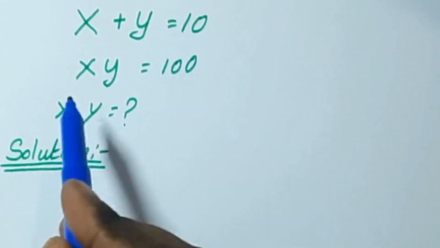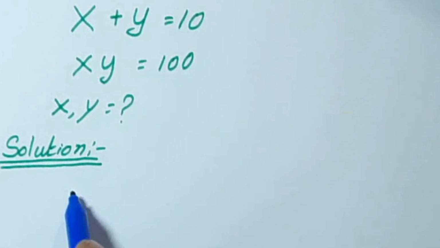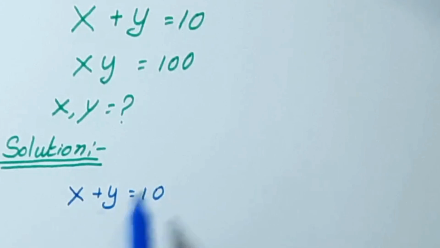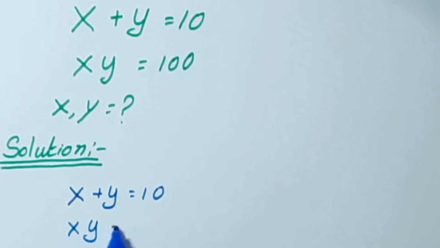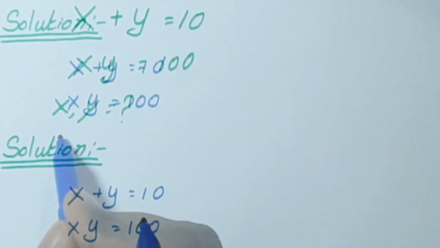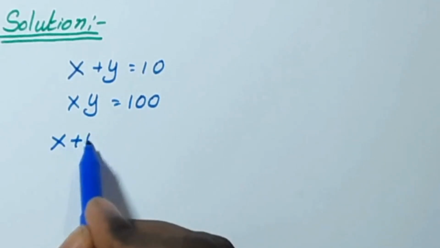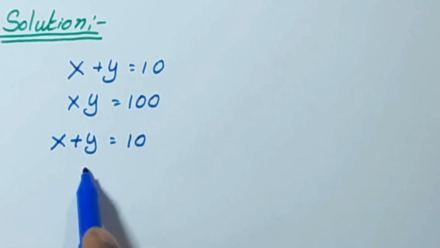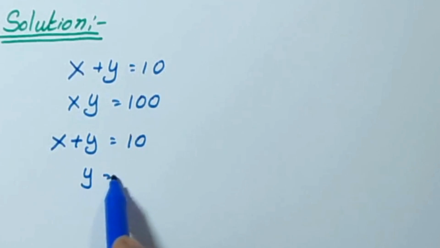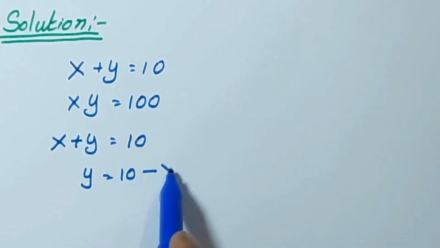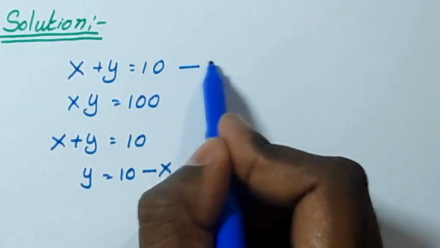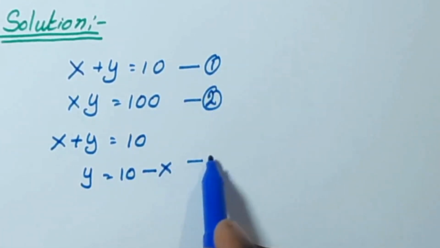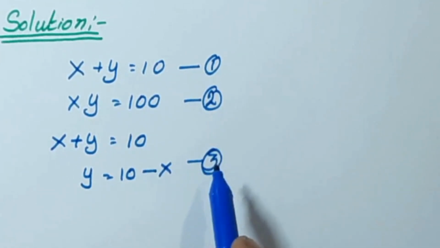Today we are going to solve this equation to find the x and y solution. x plus y equal to 10, xy equal to 100. From the x plus y equation we are going to find y. y equal to 10 minus x. So this is equation number 1, this is equation number 2, this is equation number 3.